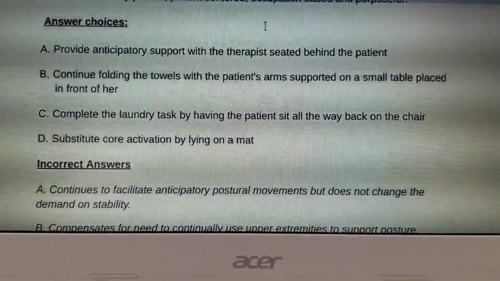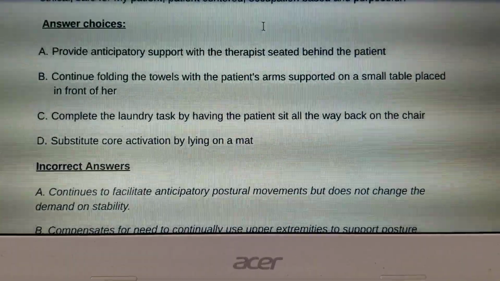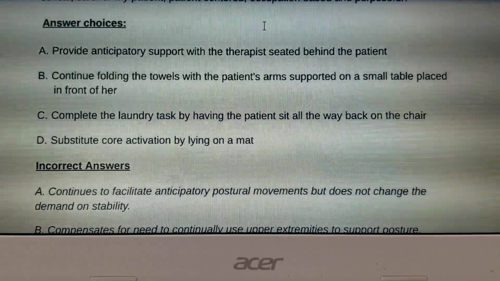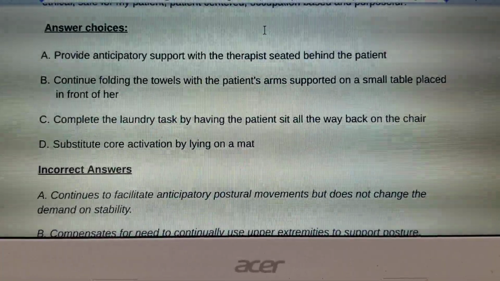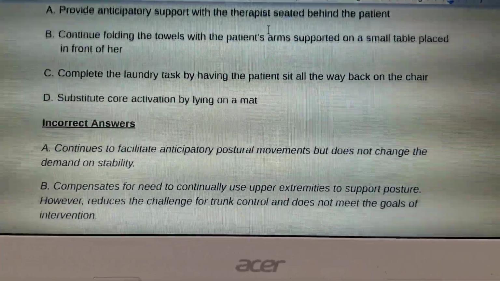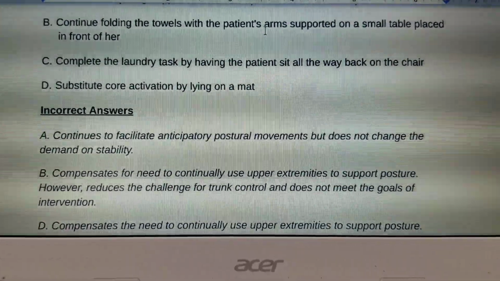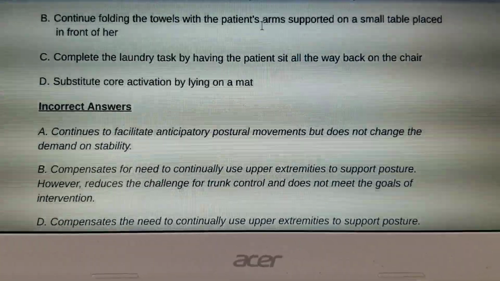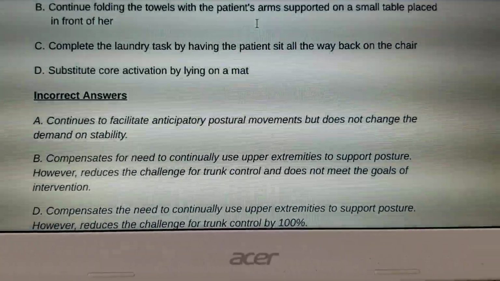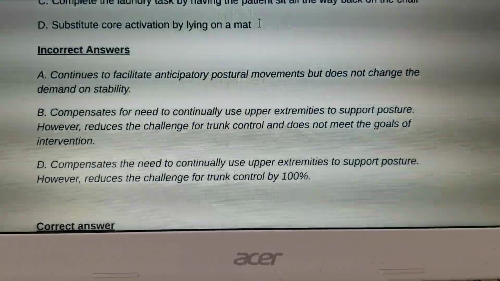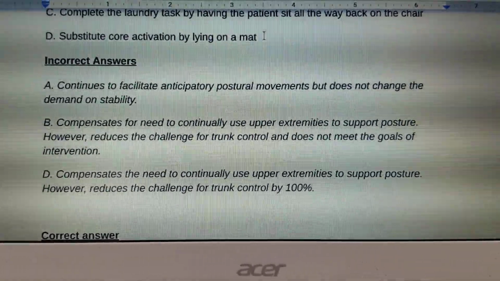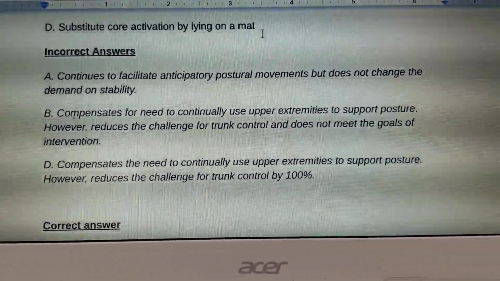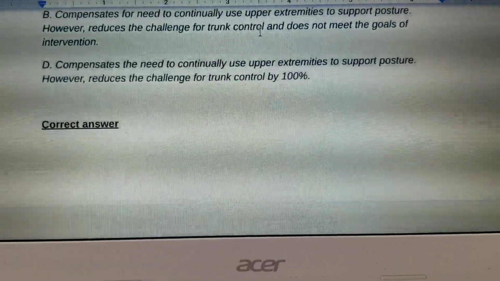Well, we know that A is not correct, so we can definitely cross that off right away, because A continues to facilitate anticipatory postural movements, but does not change the demand on stability. And B is not correct because it compensates for need to continually use upper extremities to support posture. However, it reduces the challenge for trunk control and does not meet the goals of intervention. D is incorrect because it compensates the need to continually use upper extremities to support posture. However, it reduces the challenge for trunk control by 100%.